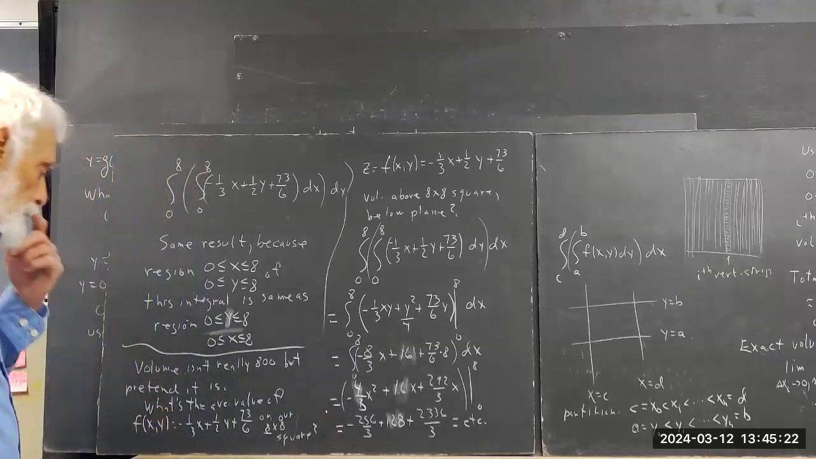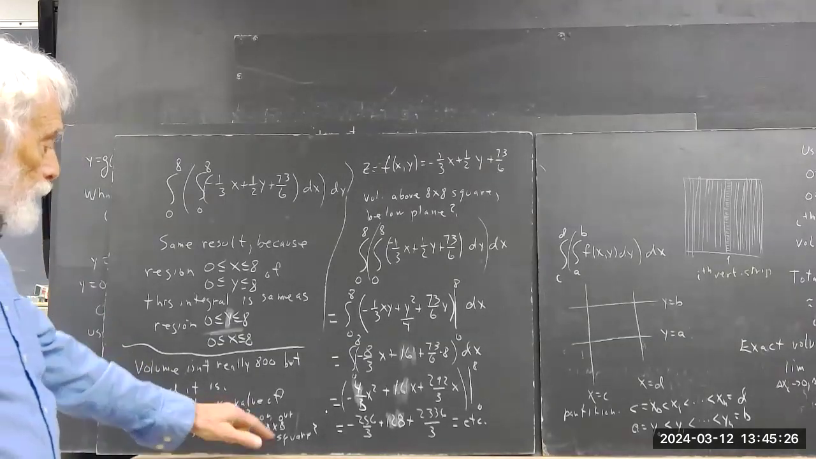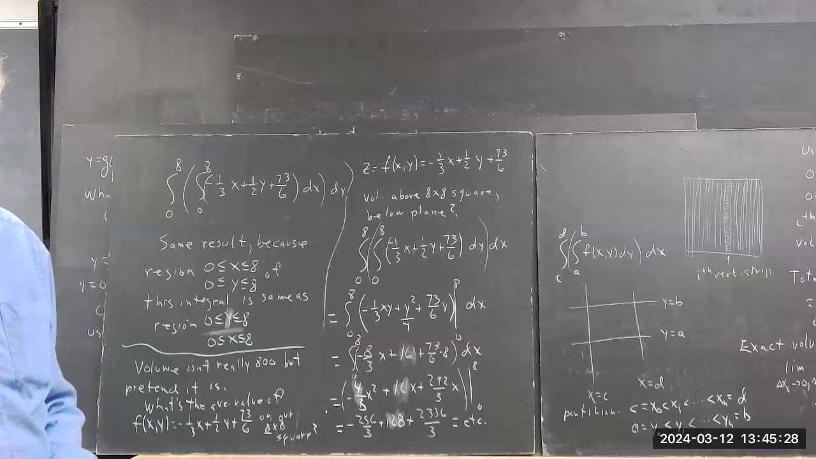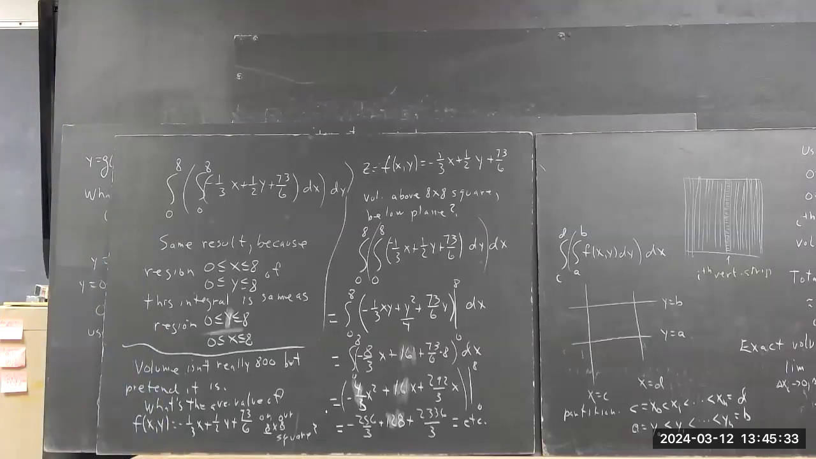I was saying, what's the average value of our function on our 8 by 8 square? So how do you get the average value? Got a quick answer here, and I'll bet it's right, but let's see. Okay, what I got was a very good answer. Just divide the 800 by the area of the base, which is 64.